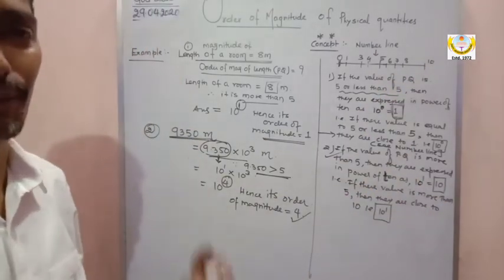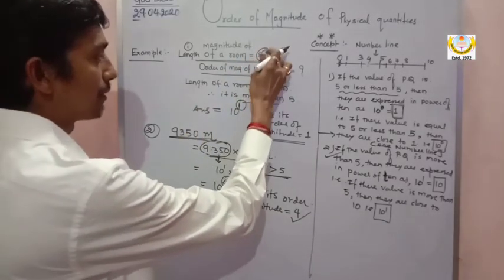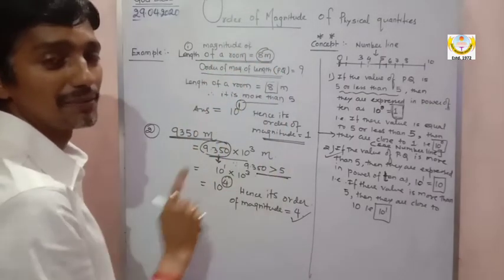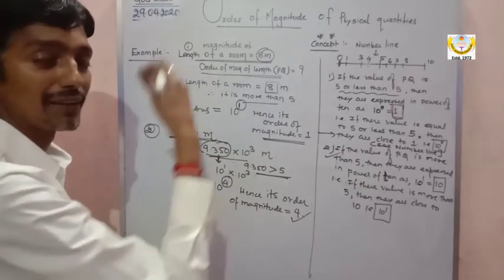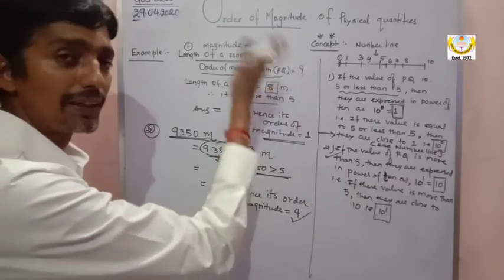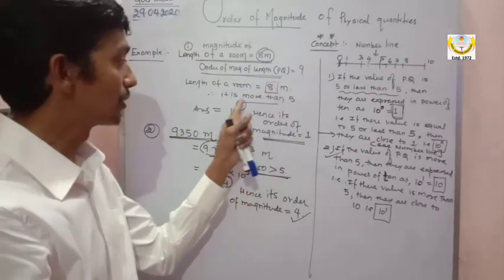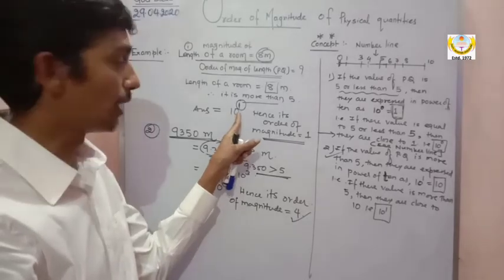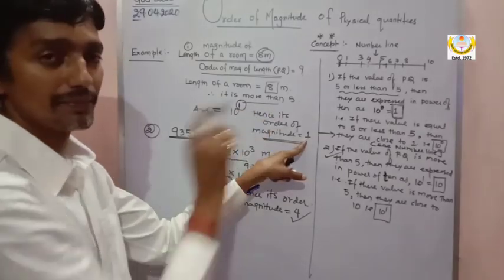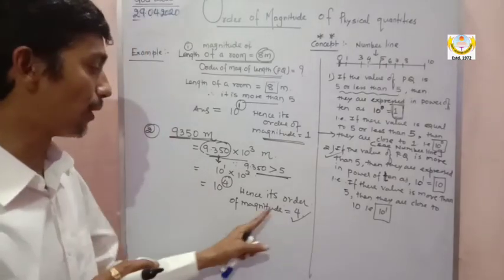So nice, I am explaining in this much time. You see my example, you will understand. In the earlier question, the length of the room was already given in one digit. The length of the room is 8 meter. But here it is given 9350 meter, 4 digits. So I converted it into one digit. There I had no need to convert into one digit because one digit was already given. I just identify the digit. Digit 8 is more than 5, so the order of magnitude will be 10 power 1, and the order of magnitude is 1. So for the number 8, the order of magnitude is 1. But for 9350, the order of magnitude is 4.